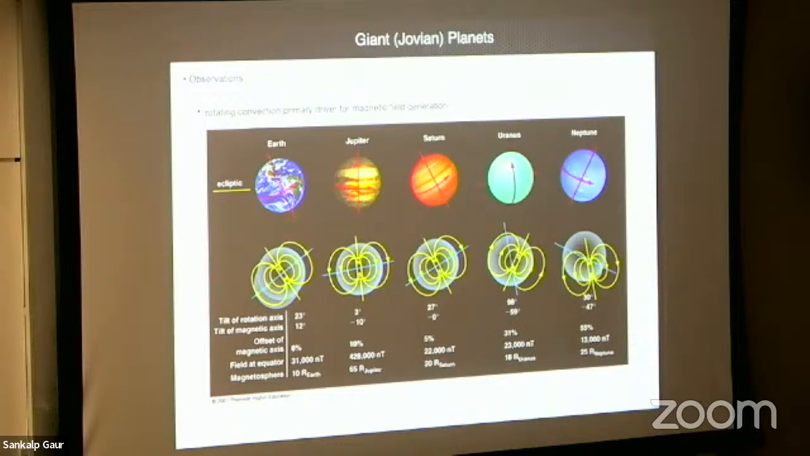But in a sense, you've got rotation, you've got convection, you've got an electrically conducting interior, and that sort of generates, through magnetic induction, the magnetic fields, and they turn up in the form of a dipole.